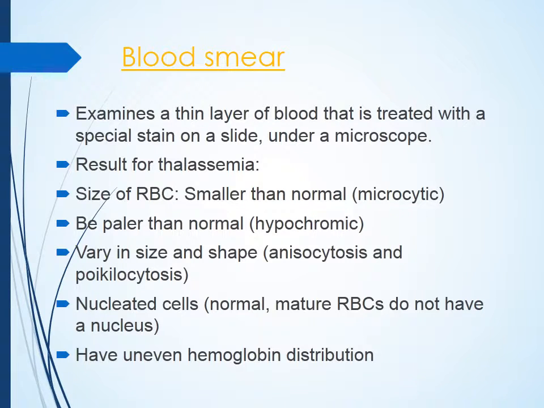The size and shape are varied and cells become nucleated. Therefore, the hemoglobin distribution is also uneven, producing target cells that look like a bull's eye.